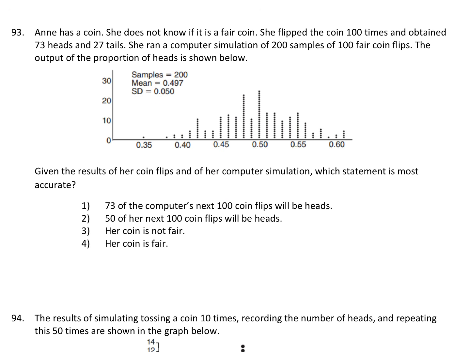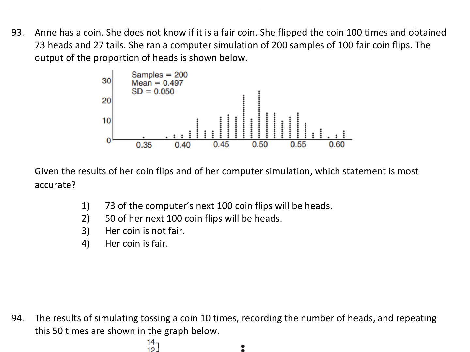Okay, so if you flip to the next page, page 40, both of these two questions, as well as the one on the next page, 41, they're all multiple choice. So 93, Anne has a coin. She does not know if it is a fair coin. She flipped the coin 100 times and obtained 73 heads and 27 tails. She ran a computer simulation of 200 samples of 100 fair coin flips. The output of the proportion of heads is shown below. Given the results of her coin flips and of her computer simulation, which statement is most accurate?